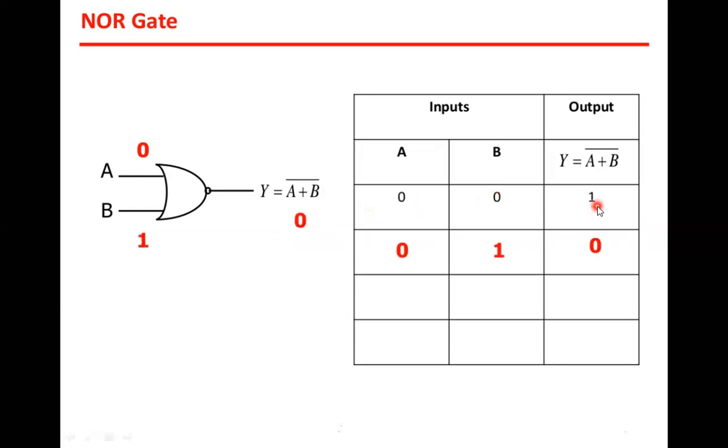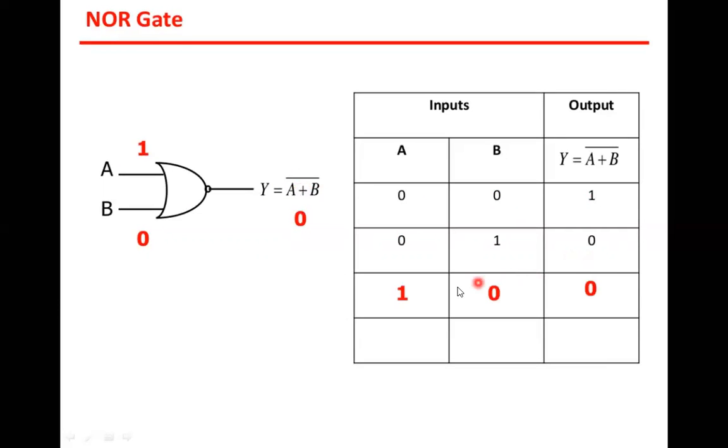For the second condition, when A is 0 and B is 1, let us see. 0 plus 1 is 1, and 1's complement is 0. Next, when A is 1 and B is 0, it means 1 plus 0. Here, 1 plus 0 is how much? 1. 1's complement is 0.